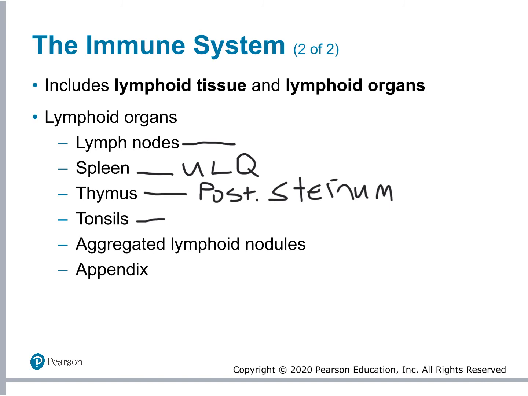And then there is something called aggregated lymphoid nodules. We'll look at those in the digestive system as well as the appendix. The appendix is attached to the first part of the large intestine. The aggregated lymphoid nodules are found in the small intestine.